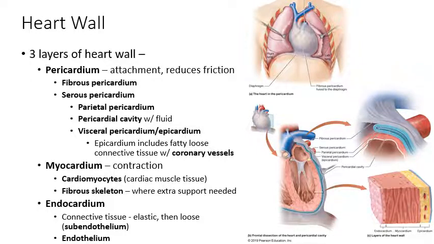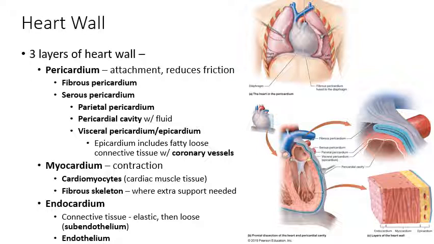So the purpose of that serous pericardium with the pericardial cavity full of serous fluid is to reduce friction, so that as the heart is pumping and beating, it's not rubbing against the walls of the chest, which would cause damage to the heart and to surrounding structures. So it's really important to have the friction of the heart's beating reduced or minimized so that the heart is not rubbing against other structures in the chest.